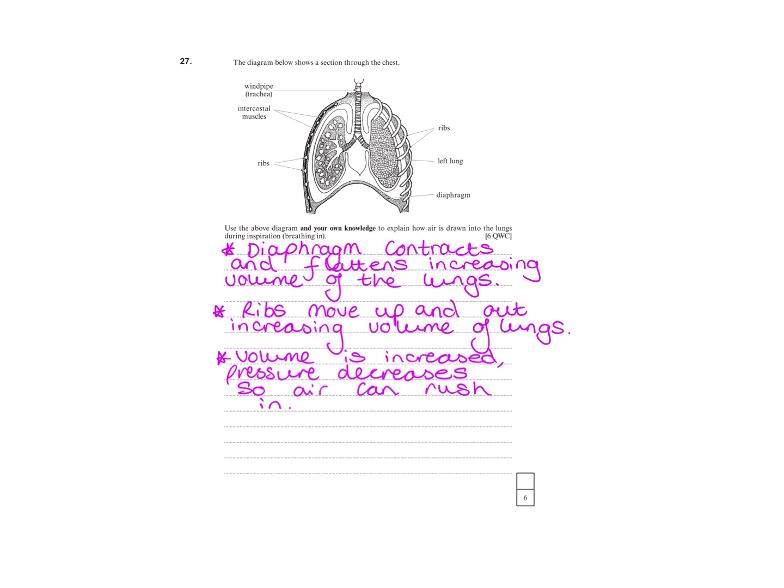And then again, what happens when you breathe in? So use the above diagram and your own knowledge to explain what happens when you breathe in, okay? So your diaphragm will contract and flatten, increasing the volume of the lungs. The ribs move up and out, increasing the volume of the lungs. The volume is increased, the pressure decreases so air can rush in. Okay, so it makes the volume of your lungs bigger. Again, I've just written in bullet points. I just want you to be getting that information down.